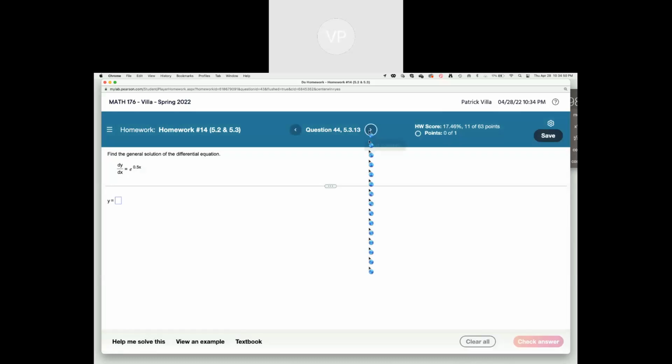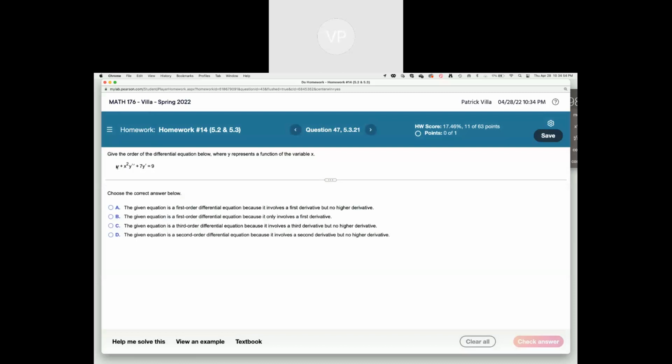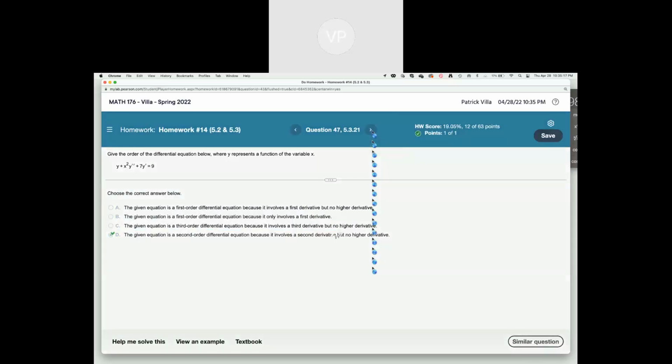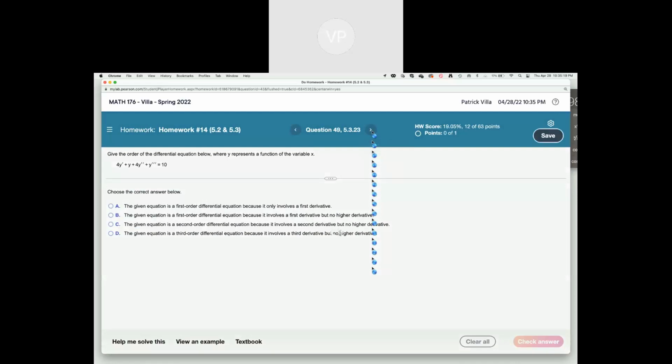All right, let's look at 47. All right, give the order of the differential equation below where y represents a function. Remember how we find the order? Wherever the highest number of derivatives is, I see a second derivative here, so it looks like first order, no, third, second. Looks like it's second because the second derivative, no higher. And that's all there is to that one. So don't stress about something like number 47.